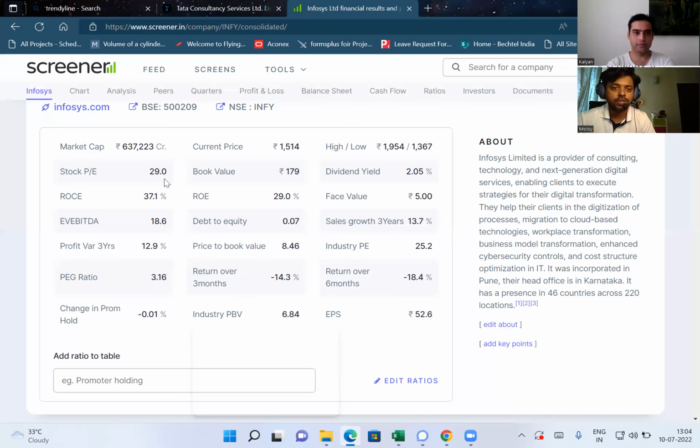If this is clear, then the other important term is return on equity. Basically, if you're investing say 100 rupees in a business and the return is 29%, then you are getting 129 rupees. That is the return on equity.